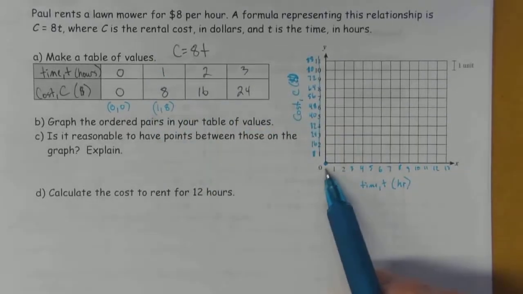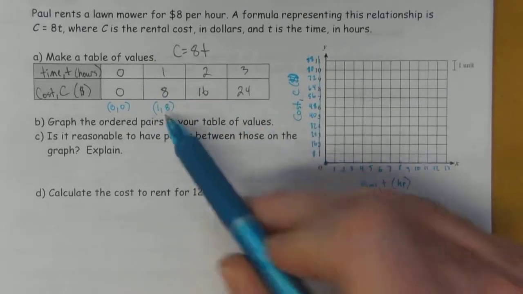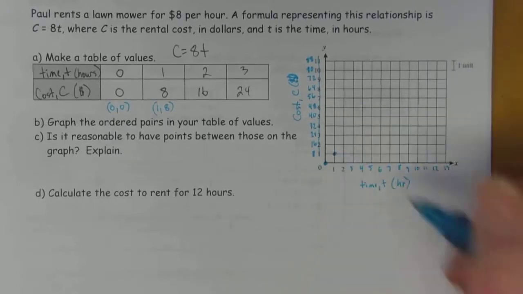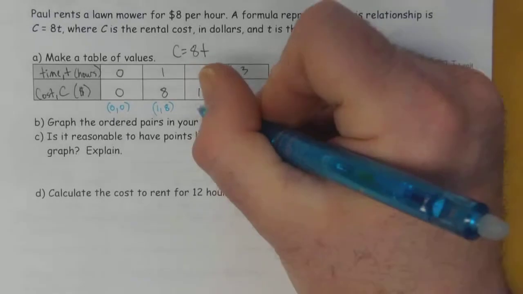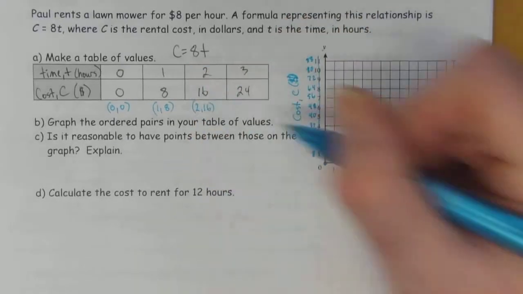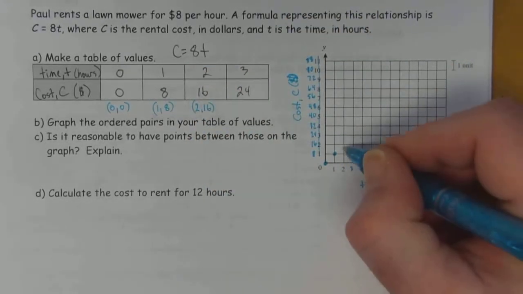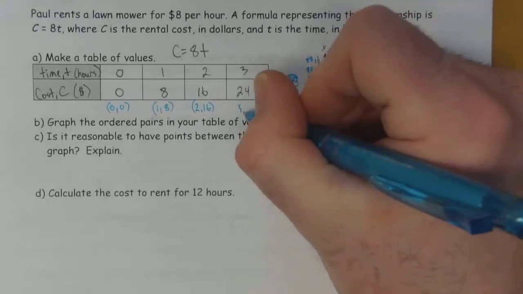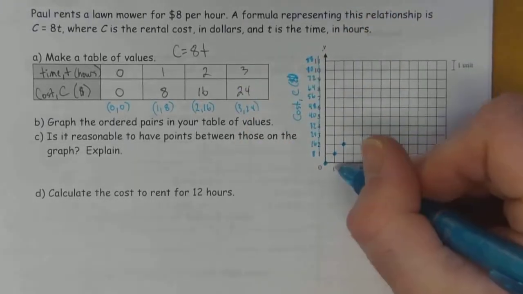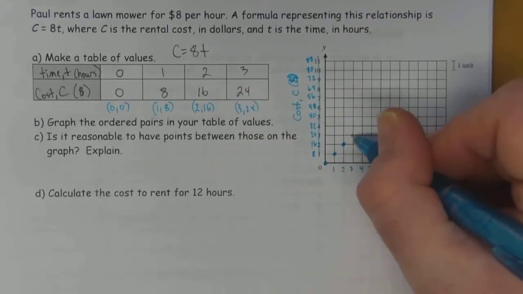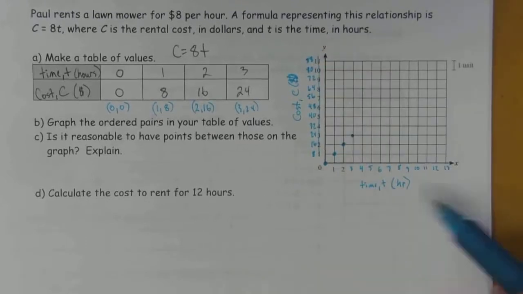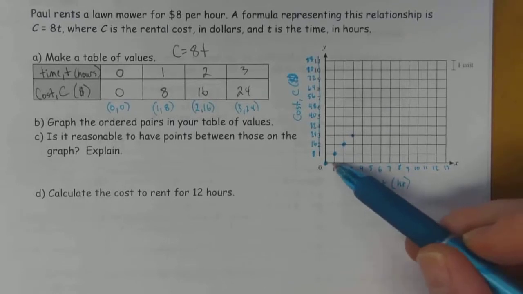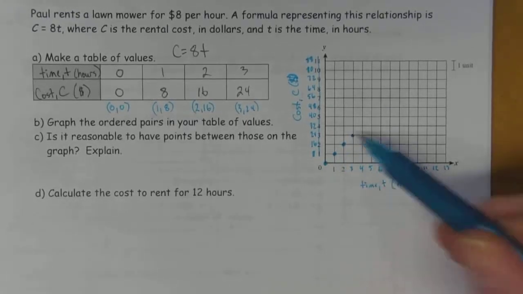So now 0, 0 is still there. That's fine. 1, 8, find my 1 hour mark and $8 right there. Next one is 2, 16. So 2 hours and $16. And then 3, 24. 3 there, 24 here. The way that we've created these axes, it's a perfectly straight diagonal line at a 45-degree angle. Right one, up one, right one, up one, right one, up one, the whole way.